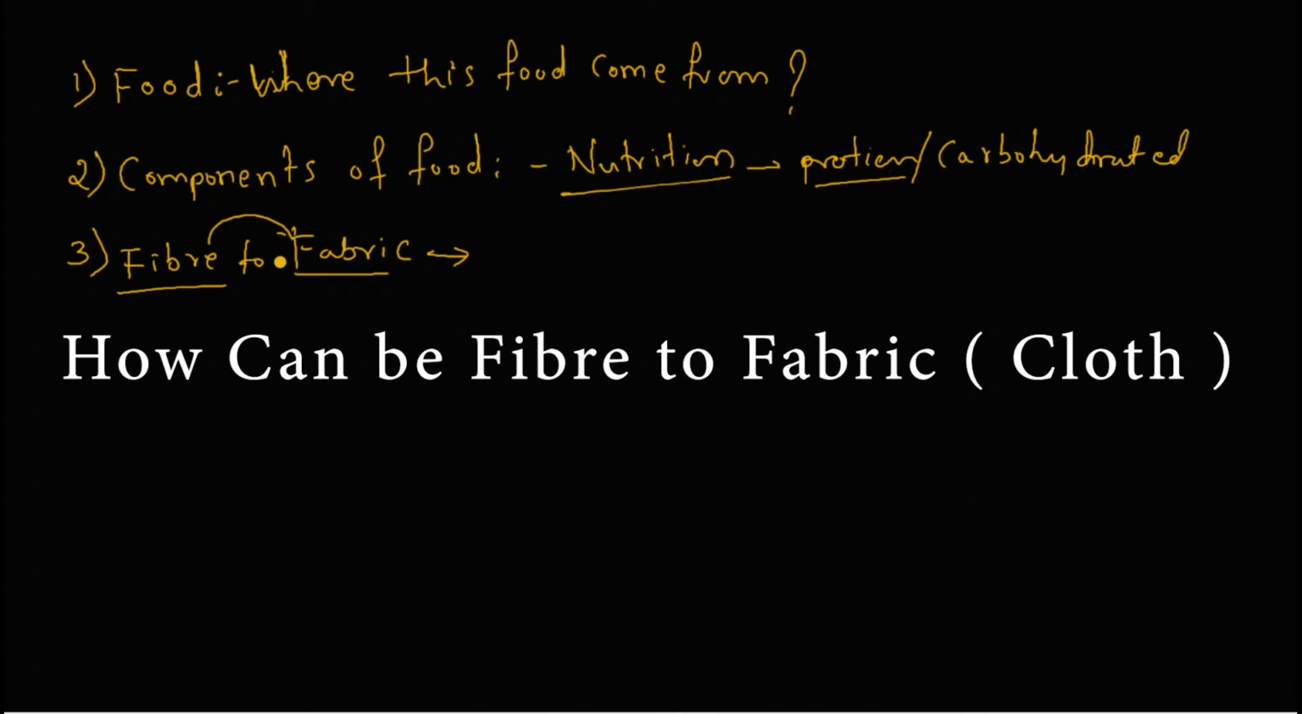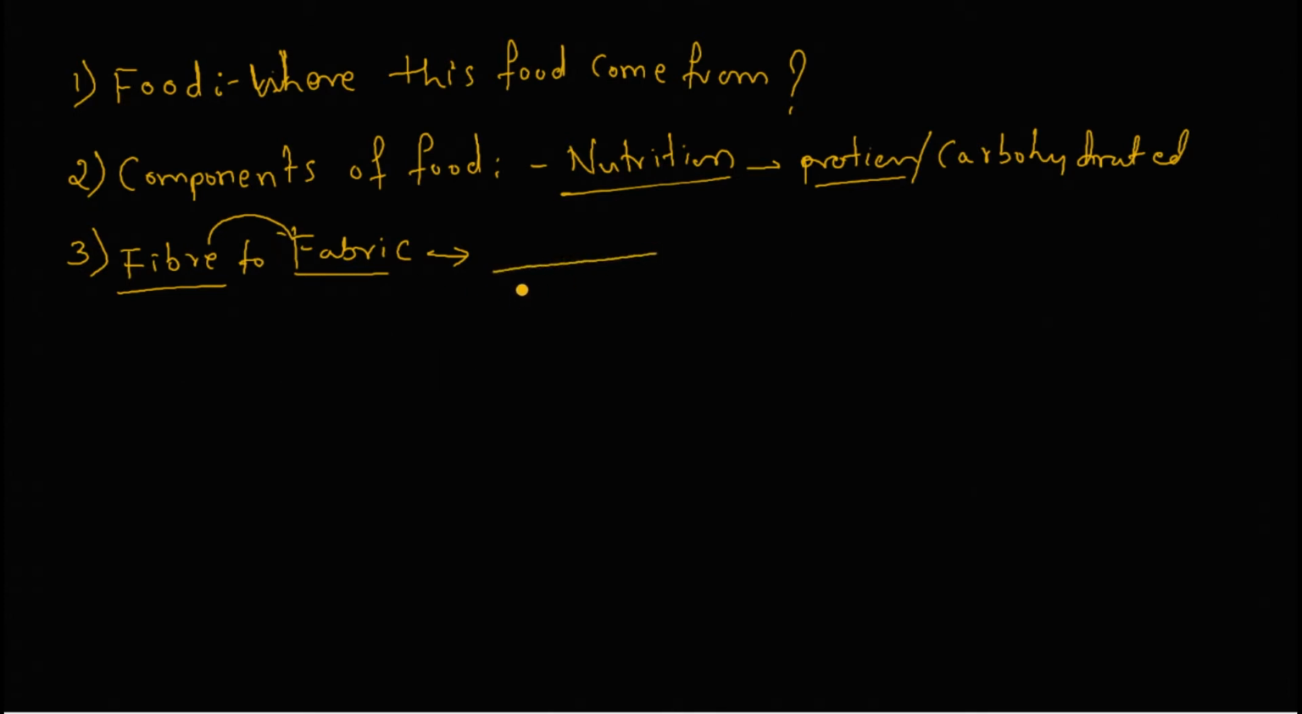So fiber is nothing but a line. This is a thread. We will study how this thread is made, and from this thread we are going to create cloth, which you are going to wear. This is the cotton thread. How this is made, how it comes up, how it is grown, that's how we are going to discuss this chapter. That is all about the fiber to fabric chapter.